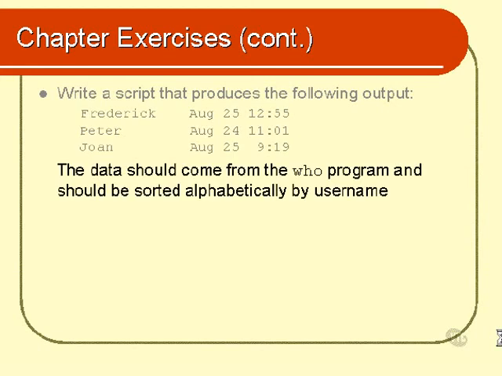So see if you can come up with that. Obviously the data that you're processing should come from the who program, and I'd also like to see the output sorted alphabetically by username, which is not something I've done in the little sample output that you can see there, but I would like it to be sorted alphabetically.